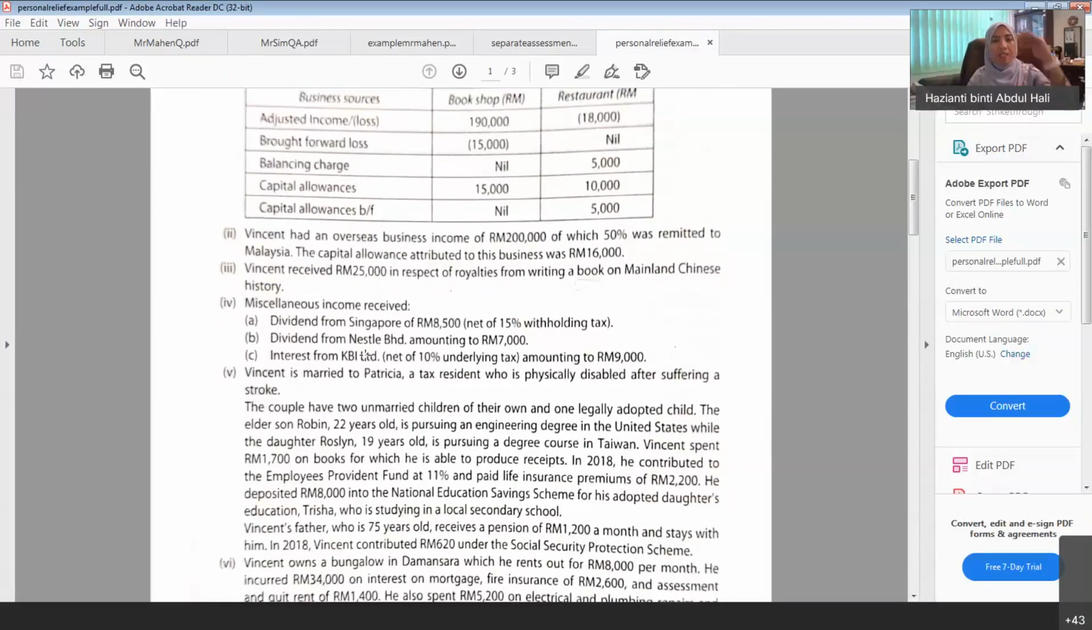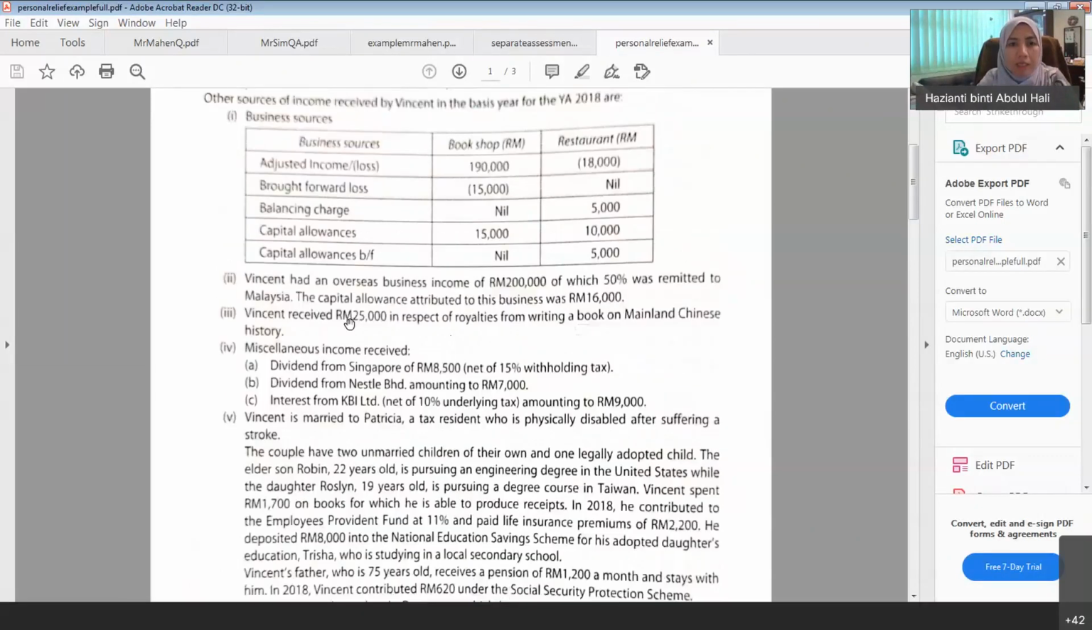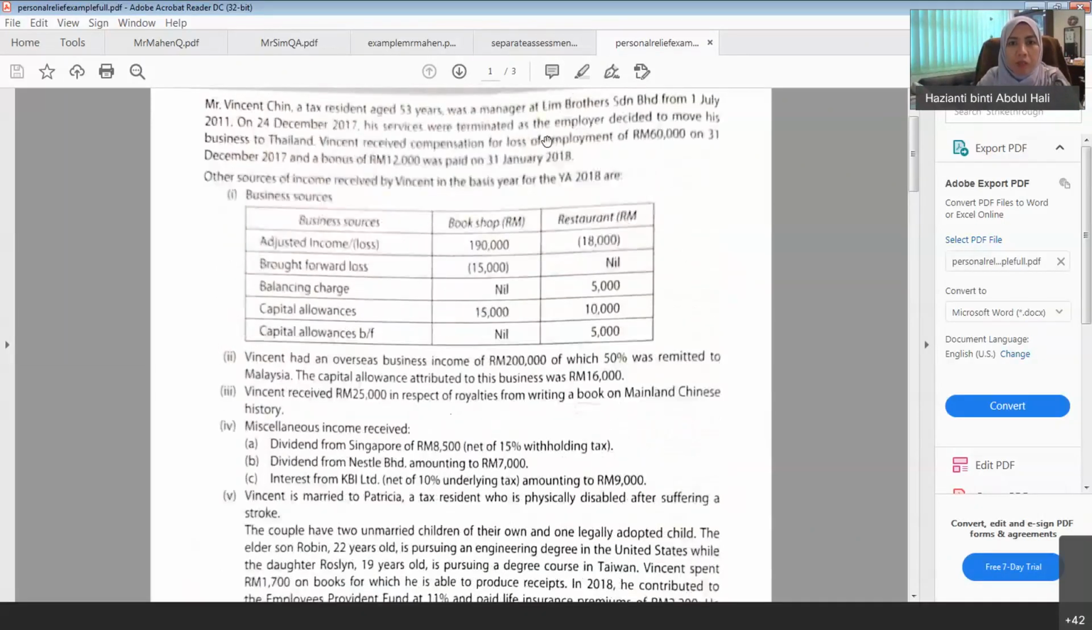Like I said earlier, we always start with section 4A business income. But for Mr. Chin, Vincent, we have not done his business income yet. So we will start with 4B if there is employment income, then B, C, D, E. So here he has royalties, he has dividend, he has interest income. Basically these are the income he received, including the compensation for loss of employment above. Okay. Bonus 12,000 also.